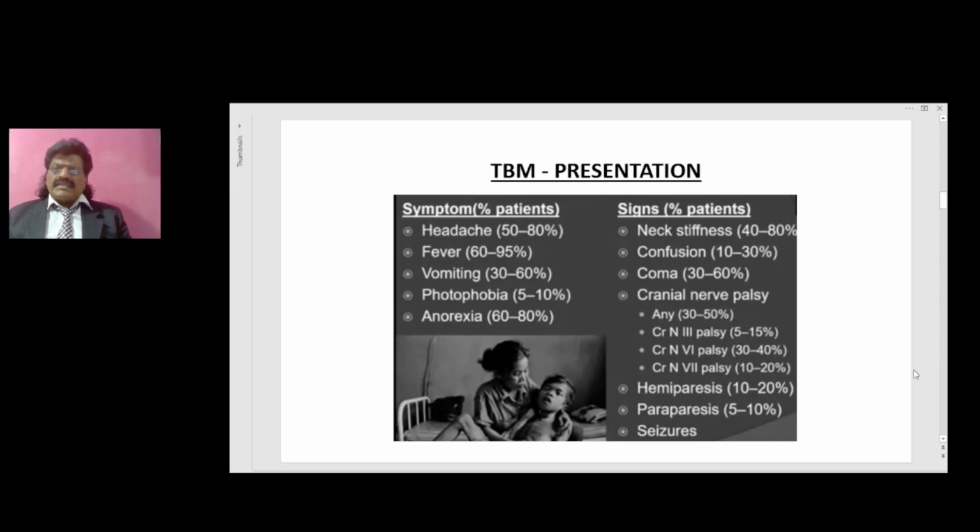Tuberculous meningitis presentation. The symptoms include headache, fever, vomiting, photophobia, anorexia. The signs include neck stiffness, confusion, coma, cranial nerve palsy, the third nerve palsy, sixth nerve palsy and seventh nerve palsy, but sixth nerve palsy is more common, hemiparesis, paraparesis and seizures.